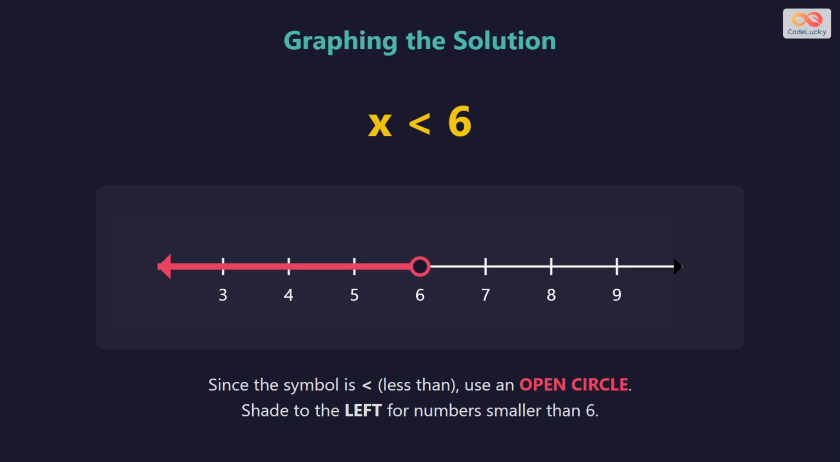Now, let's graph that solution, x is less than 6, on a number line. Because our symbol is strictly less than, it does not include the number 6. We represent this with an open circle at 6. Since x is less than 6, we shade the line to the left, covering all the smaller numbers.